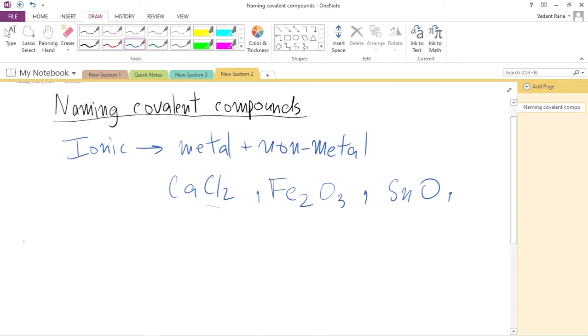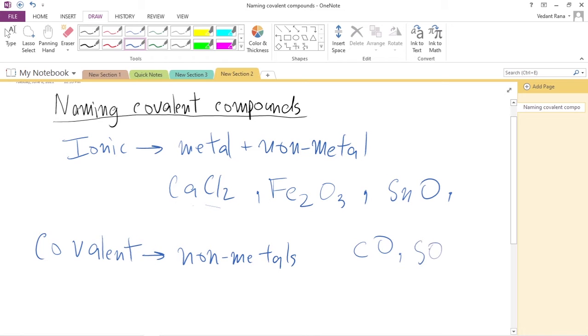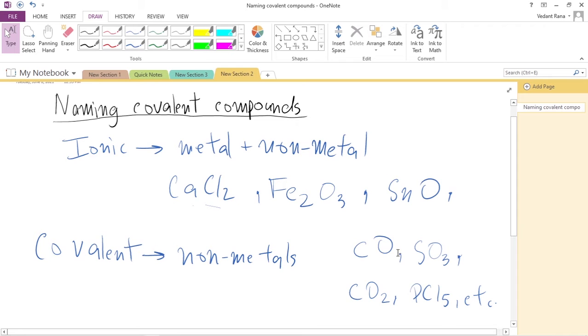And covalent compounds usually consist of non-metals. For example, CO, carbon monoxide, or SO3, sulfur trioxide, CO2, carbon dioxide, PCl5, etc. So in this video, we'll be focusing on how to name such compounds: CO, SO3, CO2, how to name covalent compounds. Covalent compounds are also called molecular compounds.